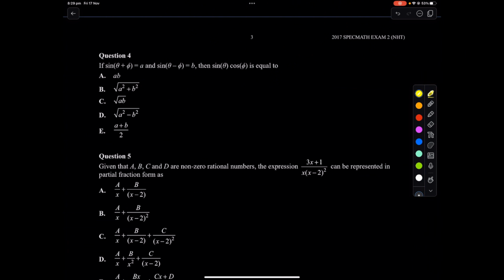Question 4. If sine this is equal to a and sine this is then, what's sine theta cos theta equal to? Okay, nice equation. What I'm going to do is write this as a compound angle formula. So I know that sine of theta plus phi, let's write that nicely. By using your formula sheet, you know that's going to be sine theta cos phi plus cos theta sine phi.